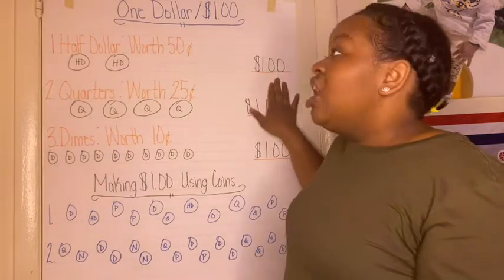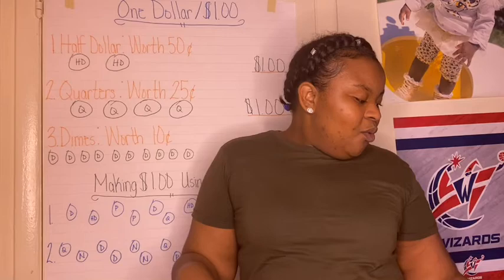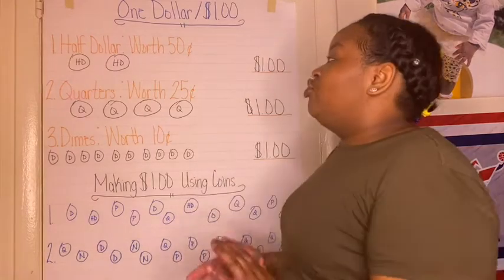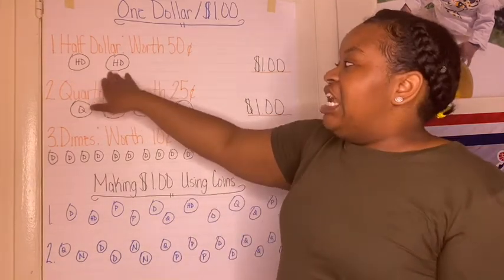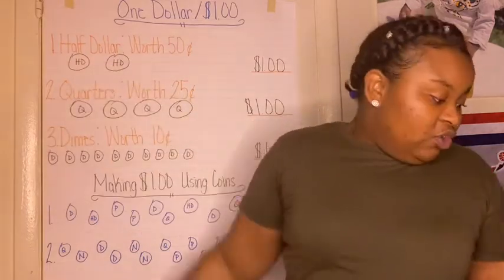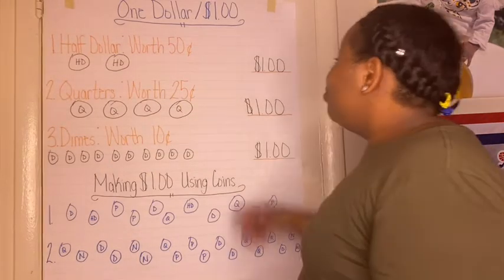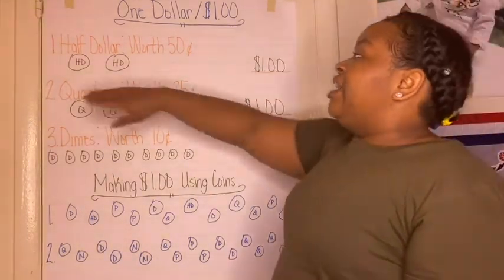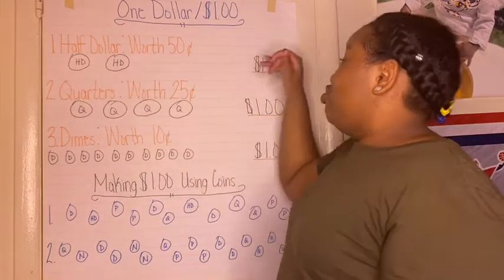Got it? So for number 1, where it says half dollar, you should draw 2 circles with HD in both of them. And then on the line where it asks you to write the value, you should write $1, because 2 half dollars equals $1.